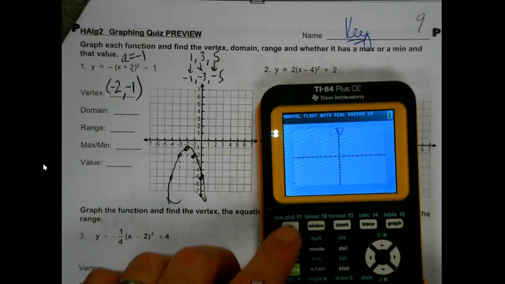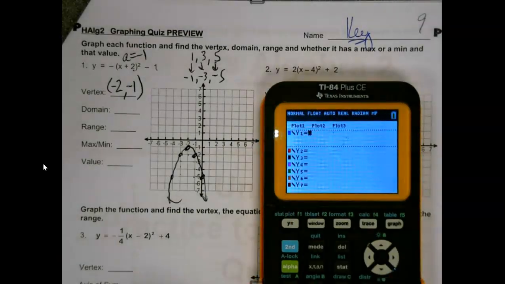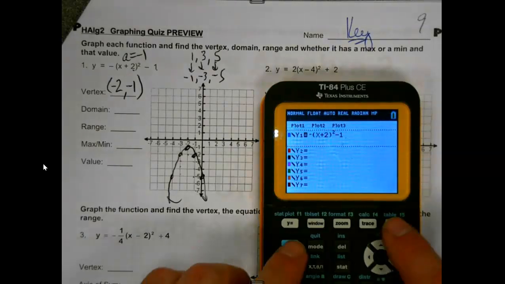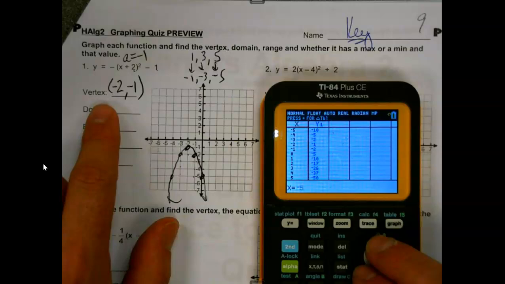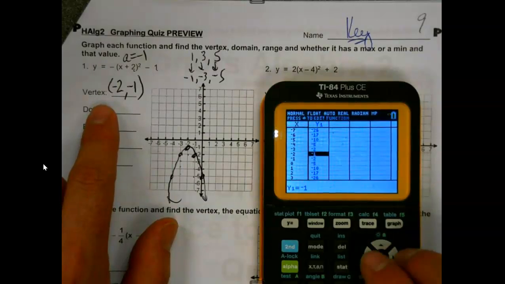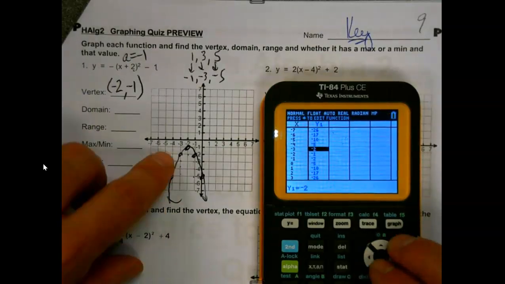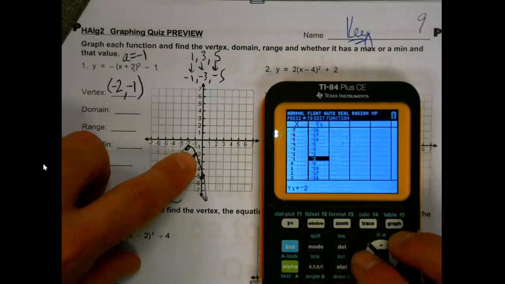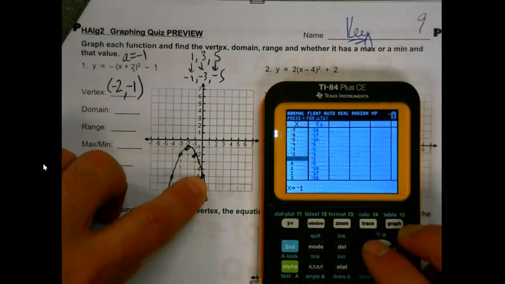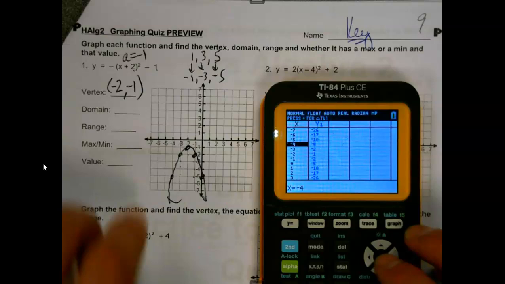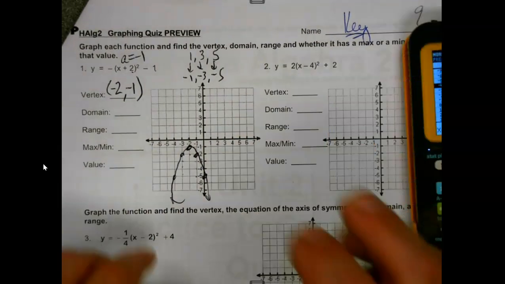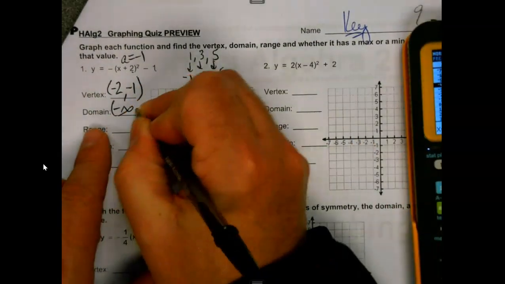If you forget about that, again, as long as I type it in correctly, if I know my vertex, I can get that in the middle of my graph and see my symmetry. There's my -3, -2, my -1, -2. There's my 0, -5, and my -4, -5. We're rolling. Domain is the free square.